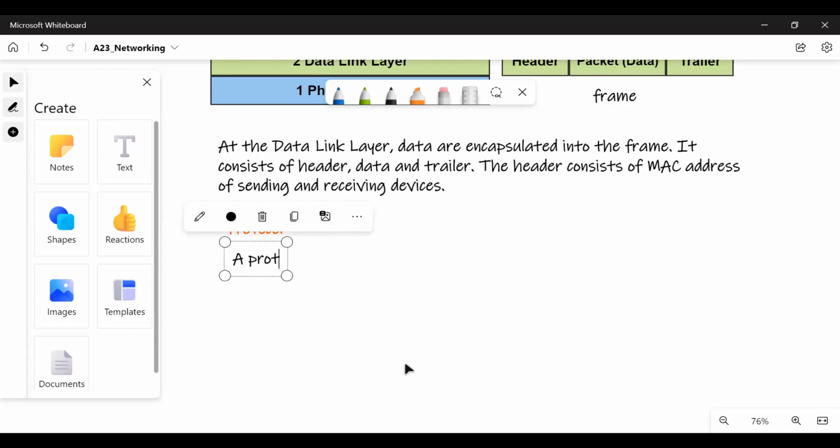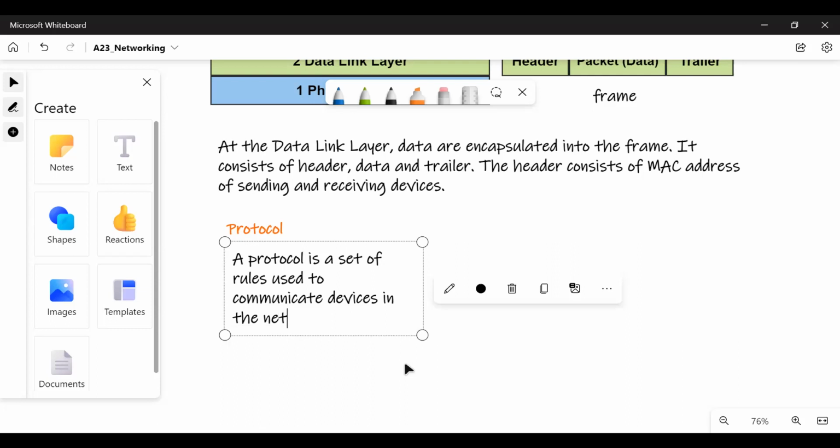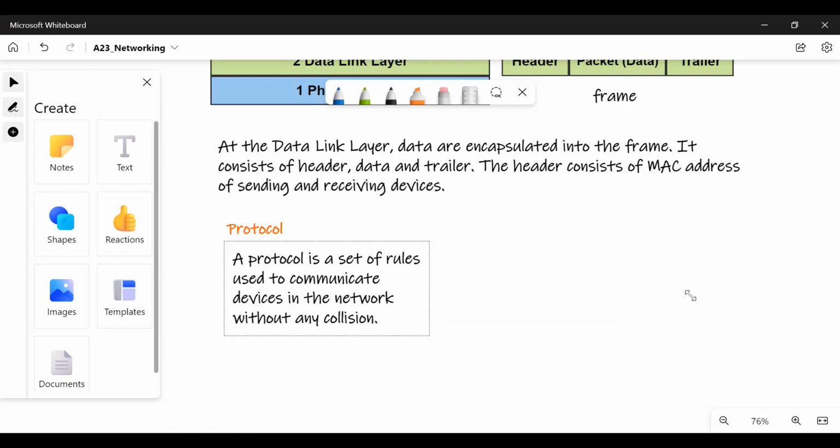A protocol is a set of rules used to communicate between devices in the network without any collision.